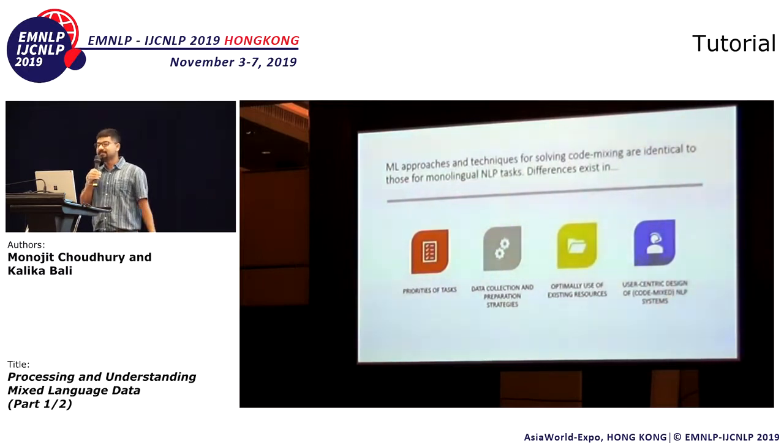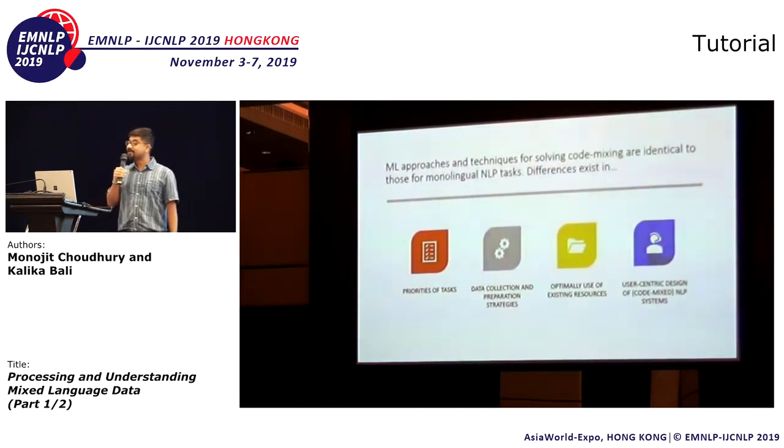So there are new tasks that have come up with code mixing. Priorities also kind of change. Speech processing requires code mixing more, because code mixing is fundamentally a spoken phenomenon. So priorities would change. Data collection and preparation strategies are different. Optimal use of existing resources: we already have a lot of monolingual resources and we want to optimally use them. So how to do that?